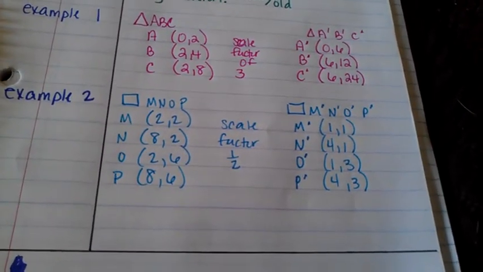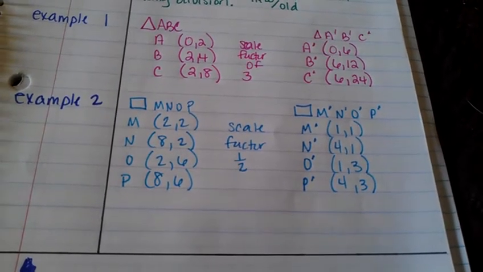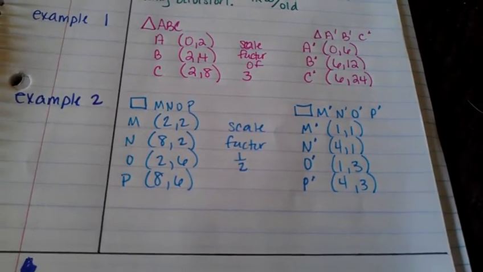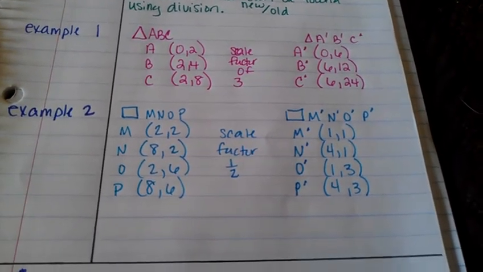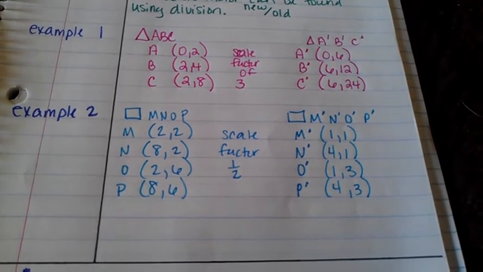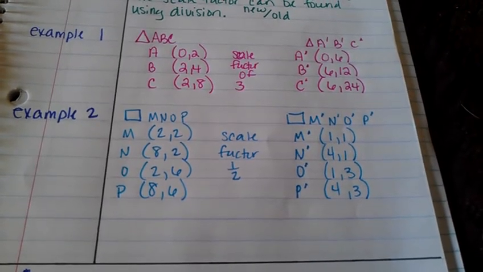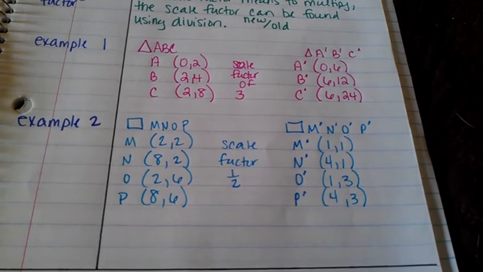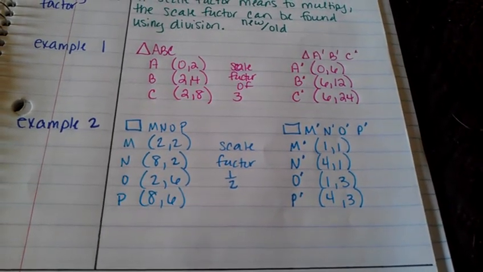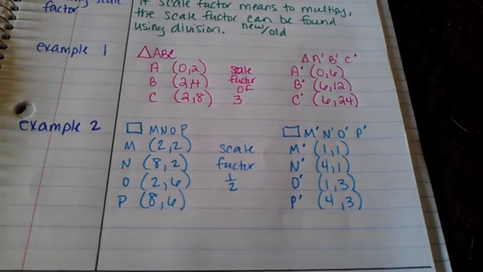Example 2, I've got rectangle MNOP, and here are all my coordinates for each vertex, and I have a scale factor of 1/2. And you guys know that if you multiply something by a half, it's the same thing as dividing by 2. So coordinate M, 2 divided by 2 is 1. 2 divided by 2 is 1. So your M prime is (1, 1).